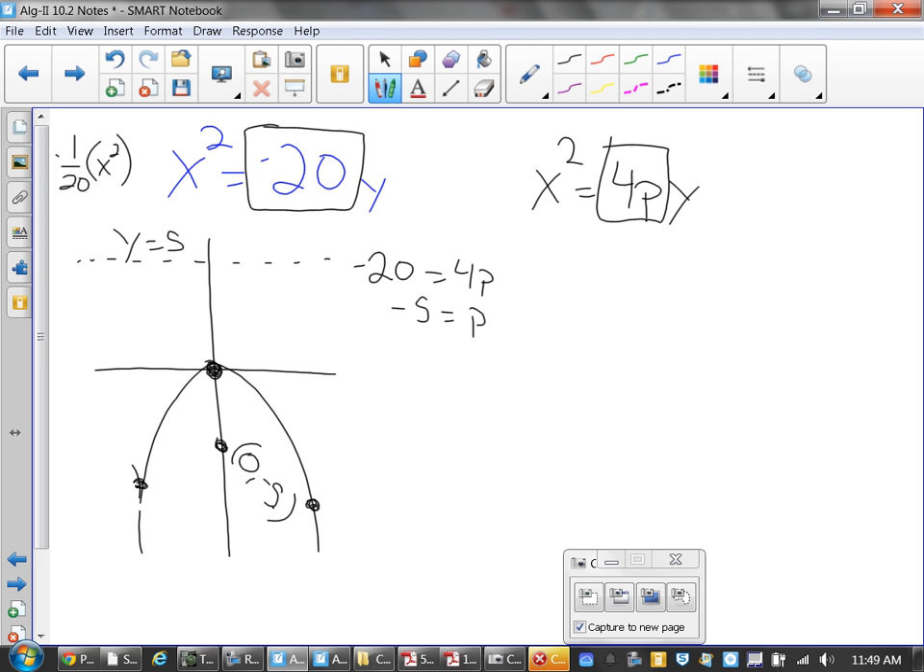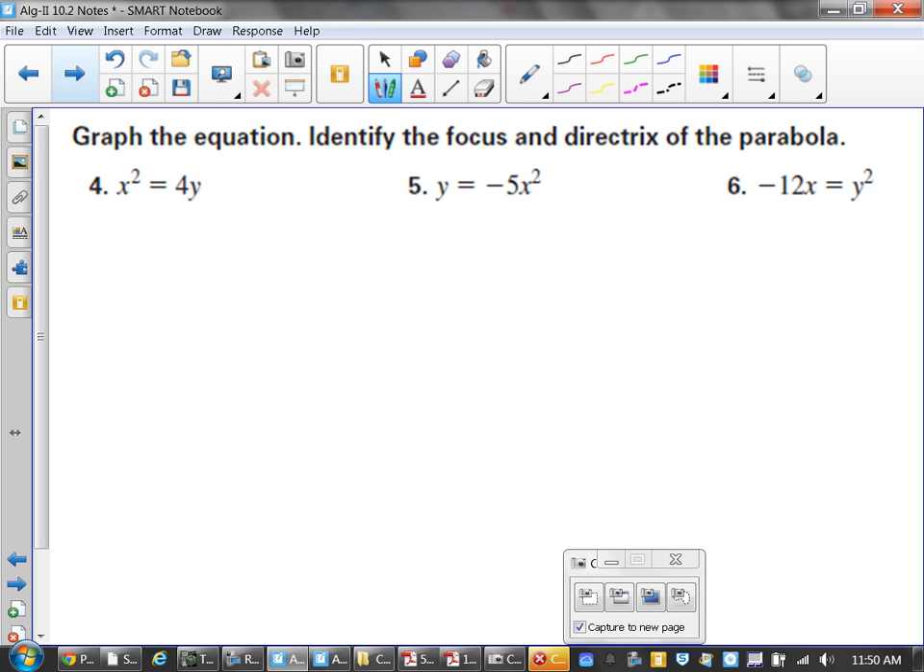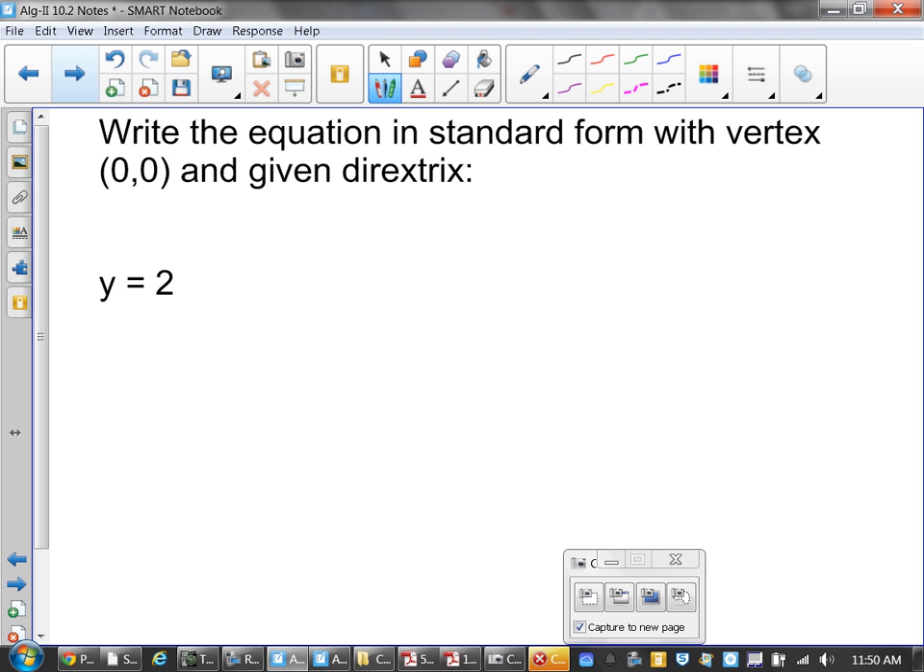Yes, sir? Okay, on the next test, can you make it more fun and use like the words pentmobile in an equation or like a word problem? Let's work through the other stuff. I got 2 more examples and you guys are running out of time. I'm going to write the equation given just a directrix.